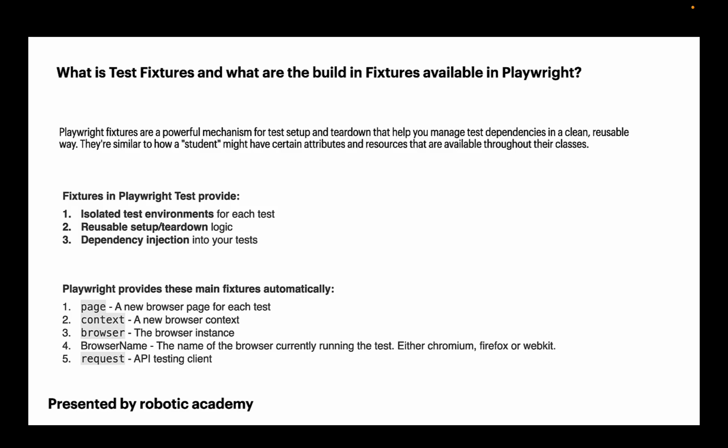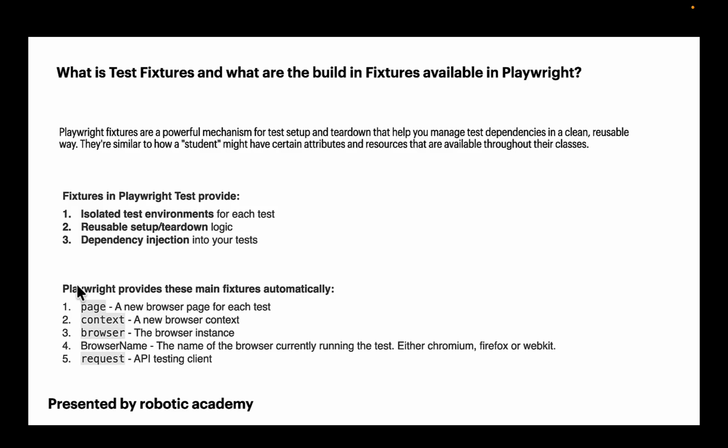Playwright fixtures are a powerful mechanism for test setup and teardown that help to manage test dependencies in a clean, reusable way. We'll see multiple fixtures, but let's first understand fixtures in Playwright. What is the benefit actually? If you see here, it provides an isolated test environment for each test, reusable setup and teardown logic, and dependency injection into your test. So what are the fixtures available in Playwright?